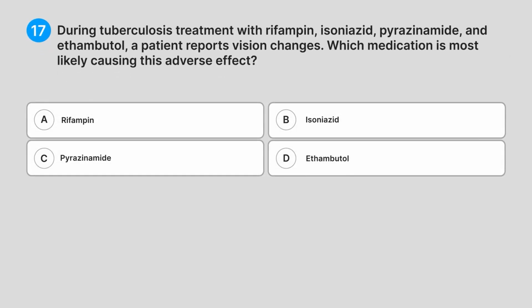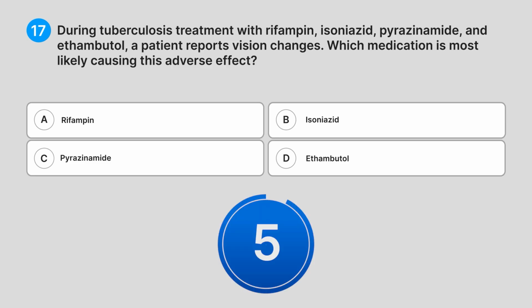17. During tuberculosis treatment with rifampin, isoniazid, pyrazinamide and ethambutol, a patient reports vision changes. Which medication is most likely causing this adverse effect? A. Rifampin. B. Isoniazid. C. Pyrazinamide. D. Ethambutol. Can you guess the answer?